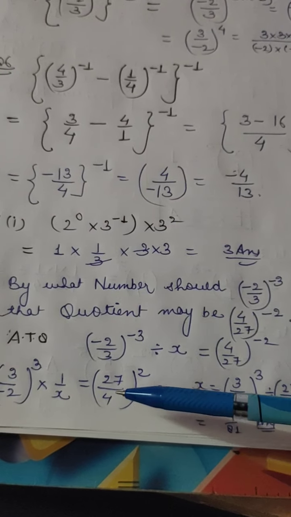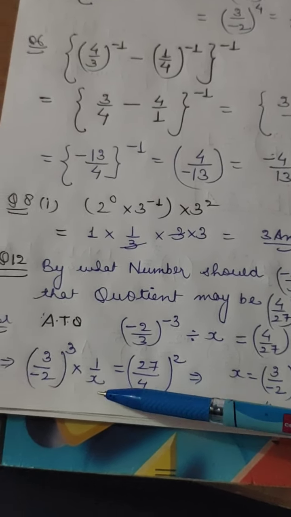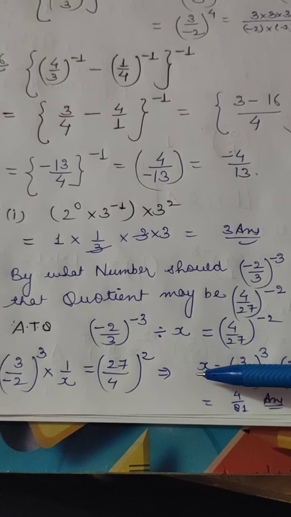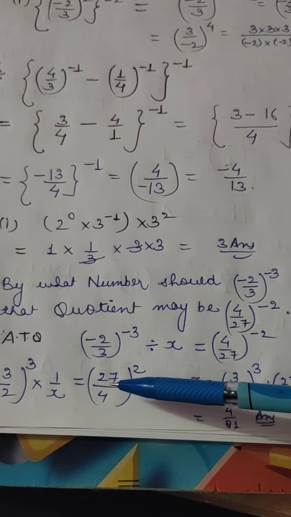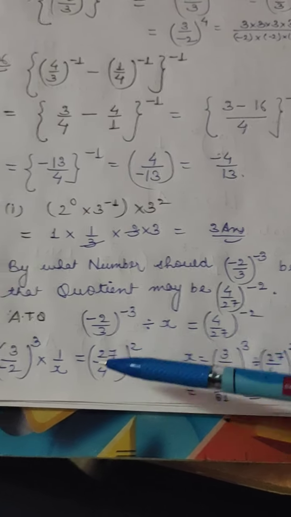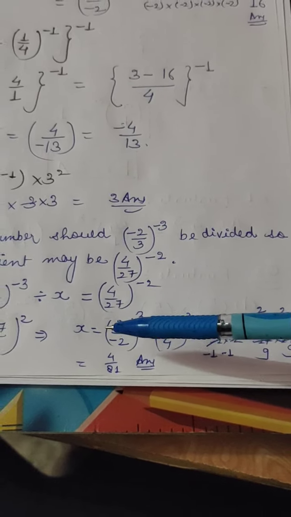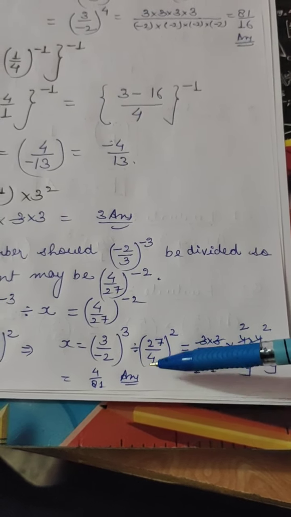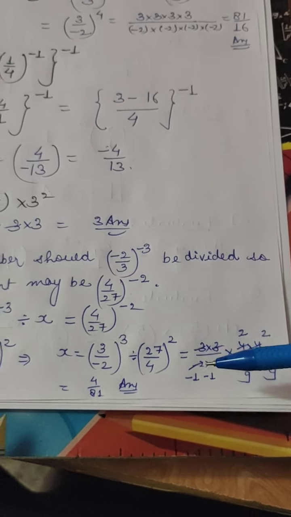Then x will come to the right hand side. Here x is divided. So when it moves to the right hand side, it will get multiplied. And here 27 upon 4 should be divided when it comes to the left hand side. So in the next step, I have written x equal to 3 by minus 2 to the power 3 divided by 27 by 4 to the power 2.